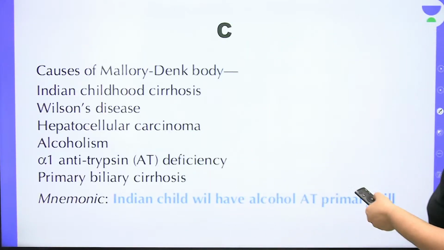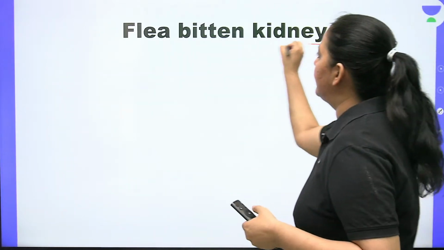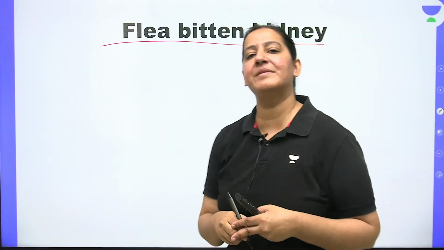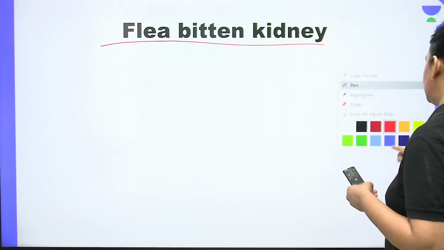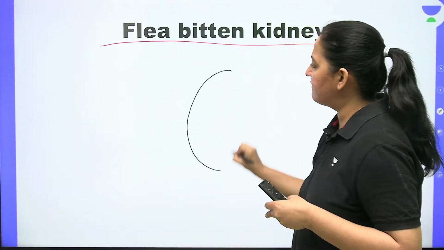Anyways, let me move ahead. Next, flea-bitten kidney. Have you heard about flea-bitten kidney? Can you tell me what is flea-bitten kidney? On the surface of the kidney, humans have a pair of kidneys.